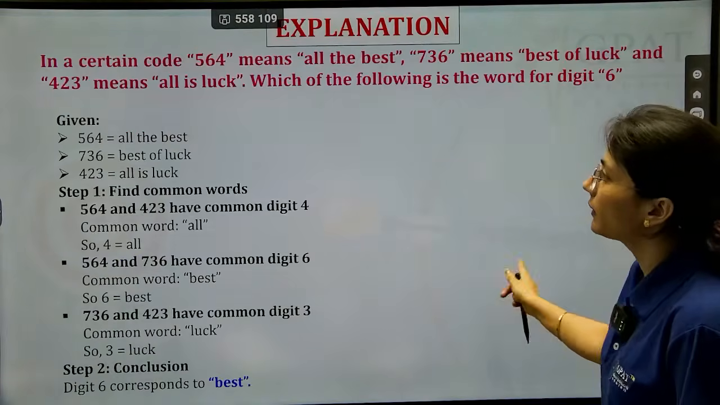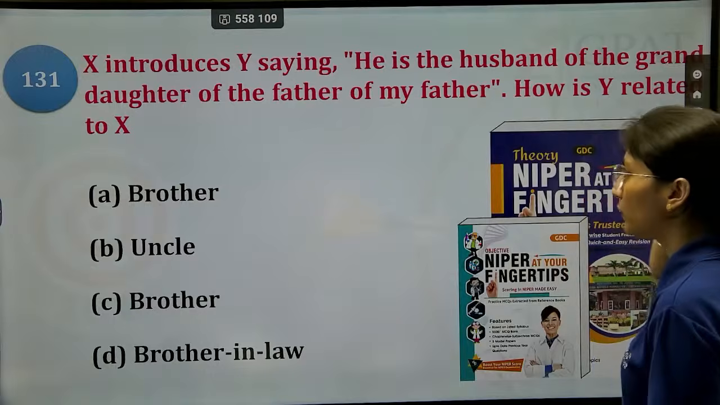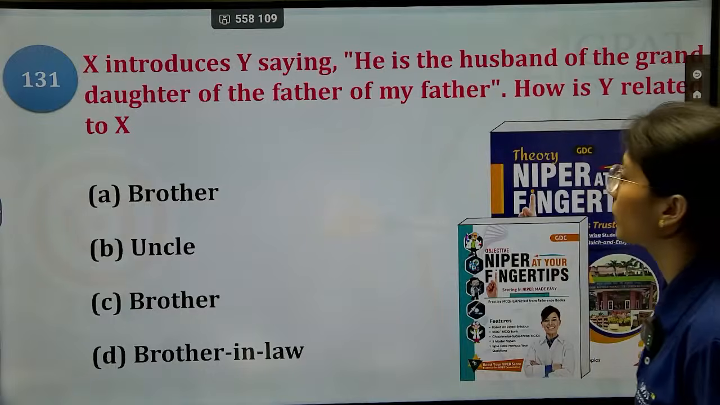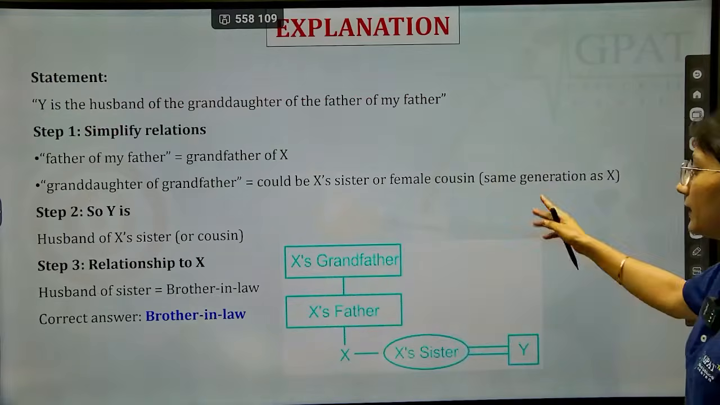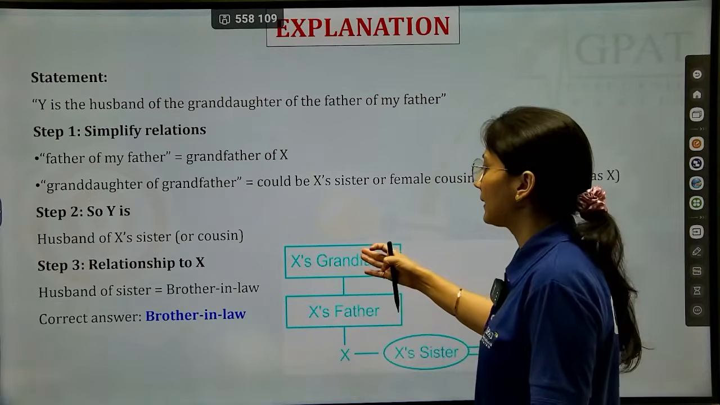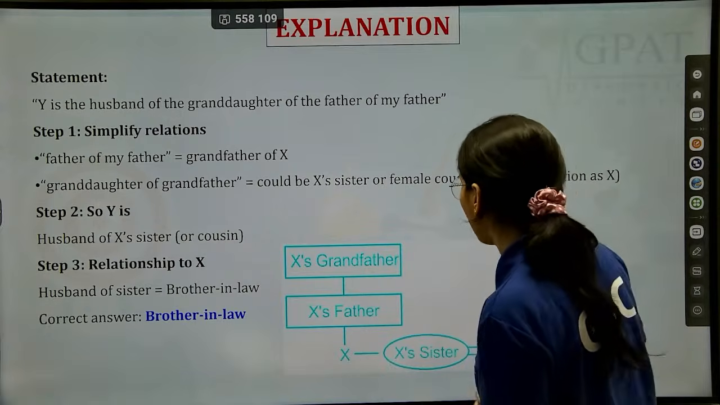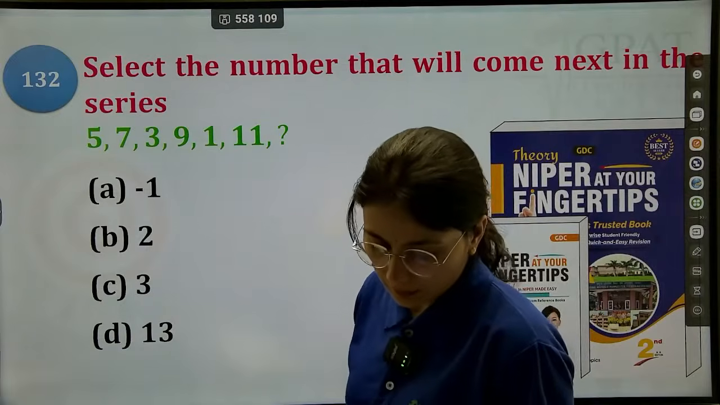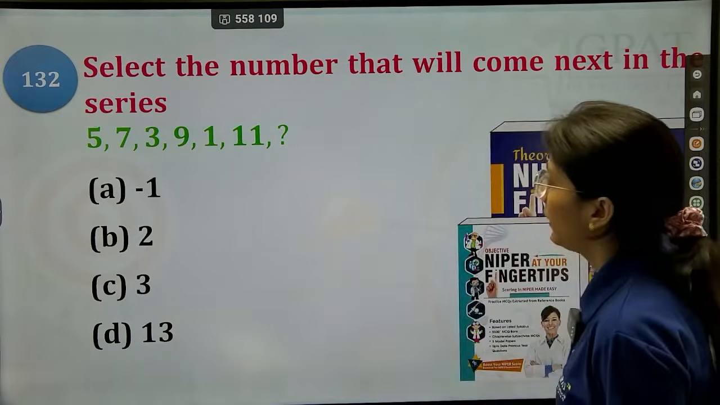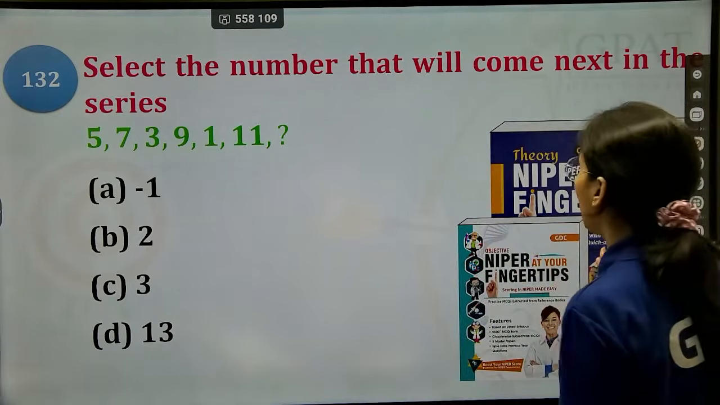Now move to the next, question number 131. X introduces Y: he is the husband of the granddaughter of the father of my father. How is Y related to X? So here is the tree: X's grandfather, X's father, X's sister. So how is he related? That is brother-in-law.